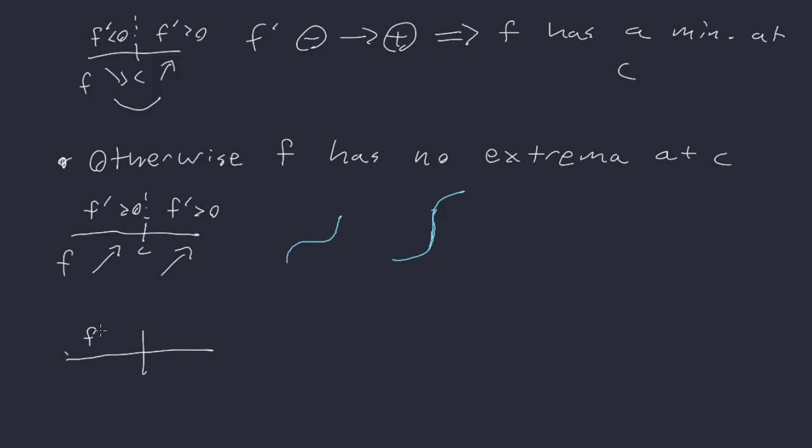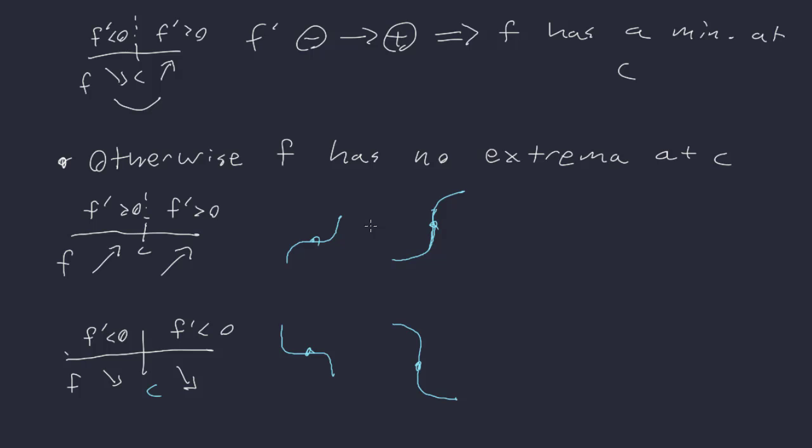f prime might be going from negative to negative. So f is going from decreasing to decreasing. So in this case, you could have a leveling off point, or you could also have a vertical tangent line type situation here at C. Okay? So basically what the first derivative test is doing is you're finding your critical points, and then you're seeing how f prime changes from the left to the right. And that is going to inform you of whether or not you have a max, a min, or neither.